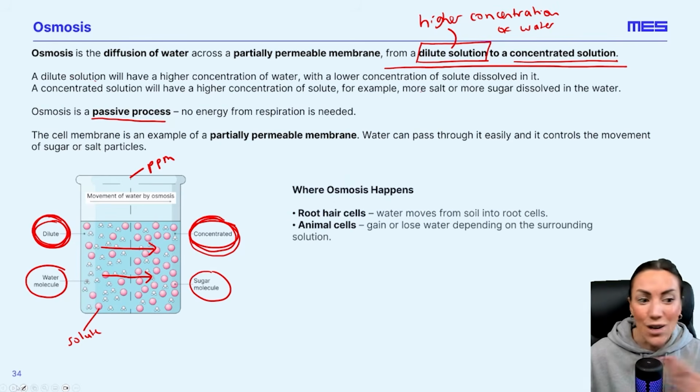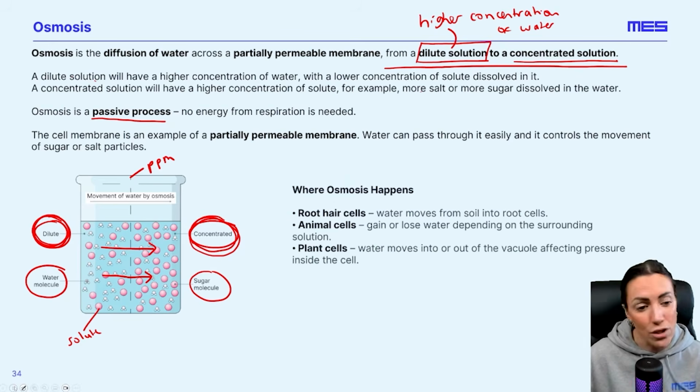Animal cells can gain or lose water by osmosis, just depending on the concentration of the surrounding solution. Plant cells in general, water again can move in or out of the cytoplasm, in or out of the vacuole, which also contains water, and it will affect the pressure inside the plant cell.